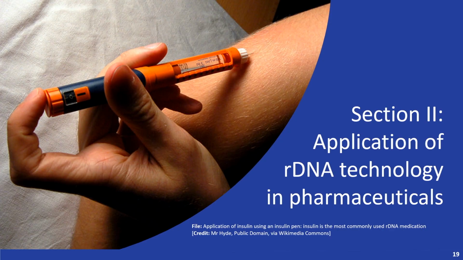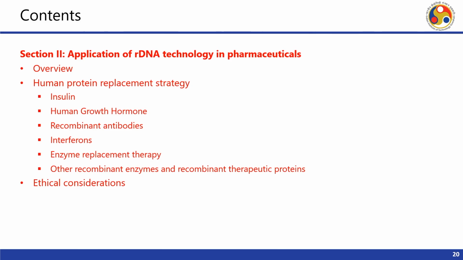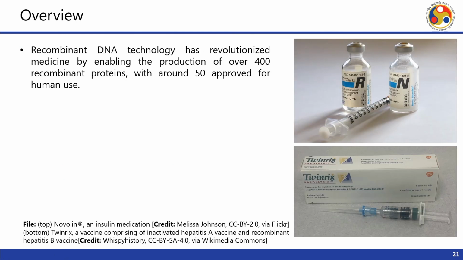Let us now go for discussing the application of rDNA technology in pharmaceuticals. In this section, we have an overall overview of the application of rDNA technology in pharmaceuticals. Then we discuss human protein replacement strategies like insulin, human growth hormone, recombinant antibodies, interferons, enzyme replacement therapy, then other recombinant enzymes and recombinant therapeutic proteins. And we will also have a small discussion on the ethical considerations, because this is all about human therapy.